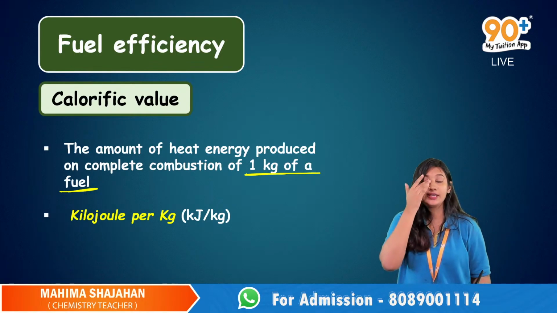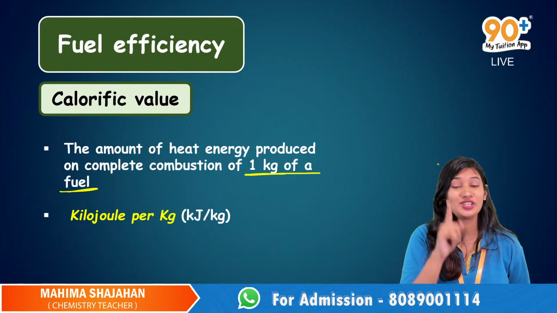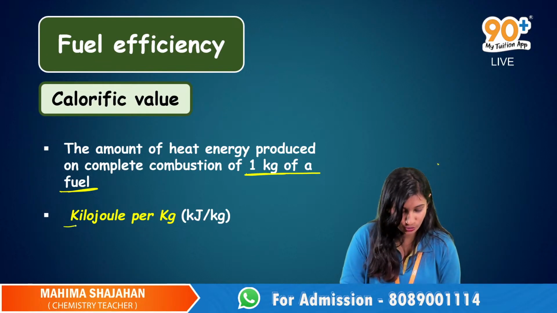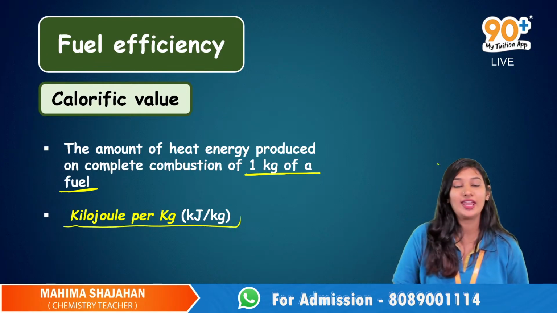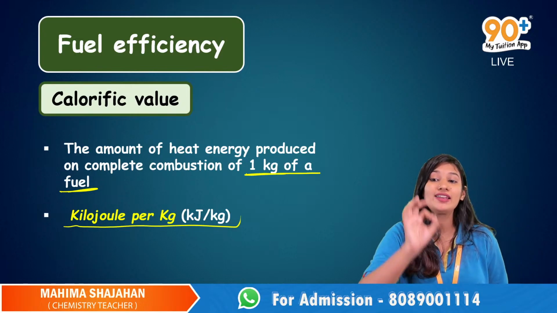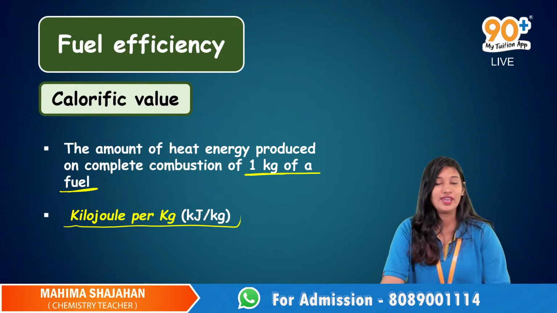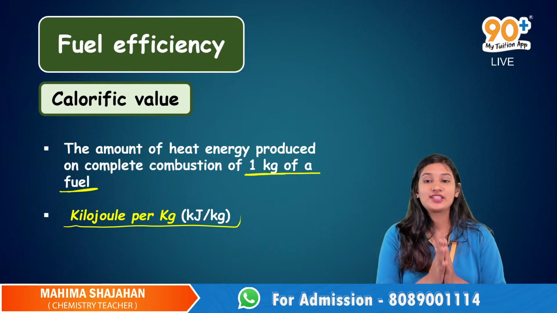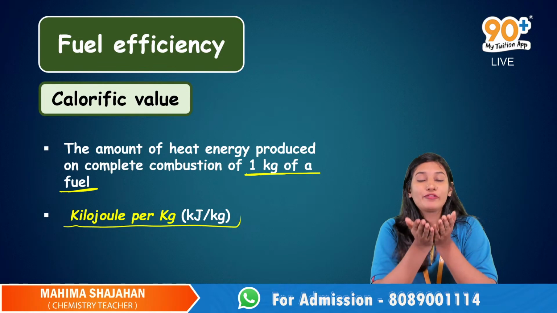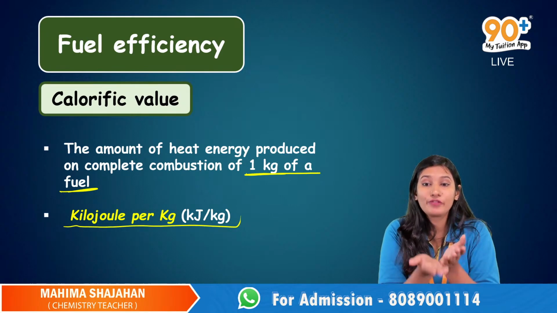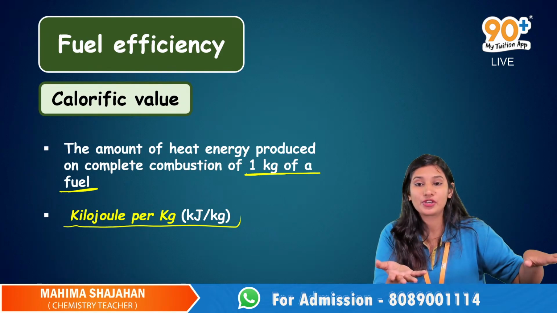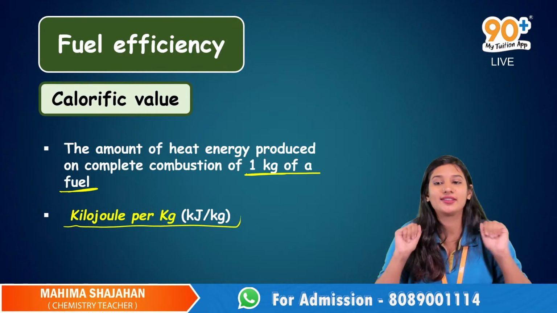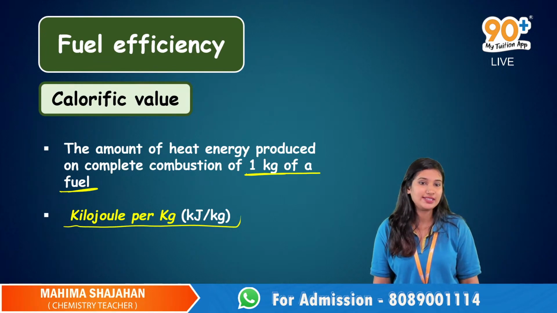Okay, is it clear? Now, what is the unit of calorific value? It is kilojoule per kilogram. Okay, kilojoule per kilogram. So what is calorific value? We took 1 kilogram of fuel. Now this 1 kilogram of fuel undergoes complete combustion, it burns completely. Then it will produce some amount of heat, right? That amount is what we call the calorific value. Okay, is it clear?